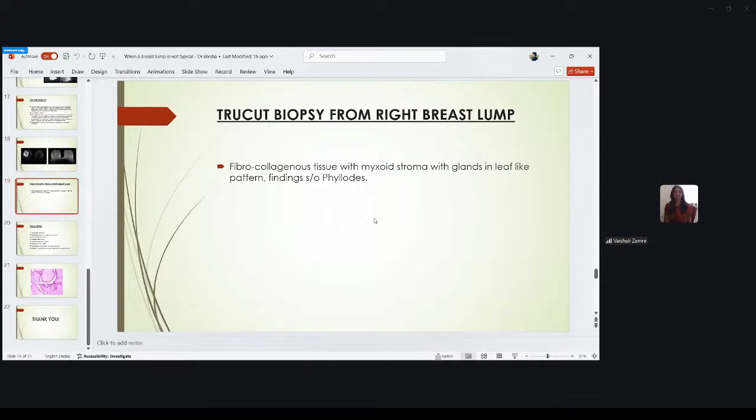So what I want to say is, ours is a government institute, and our residents accompany the patient to the radiology department. They are taking this biopsy on their own. The radiologists just show us by putting the probe over the lump, and our residents take the core biopsy. So we are taking care of that part also, as Dr. said.